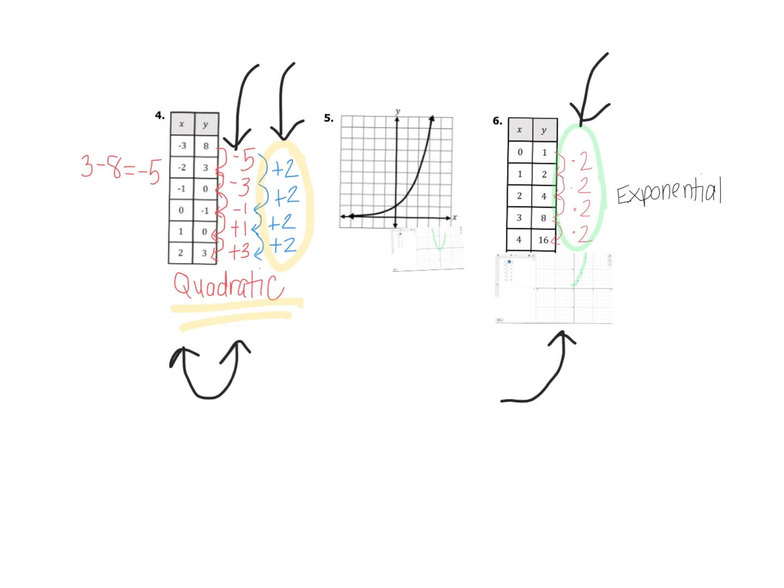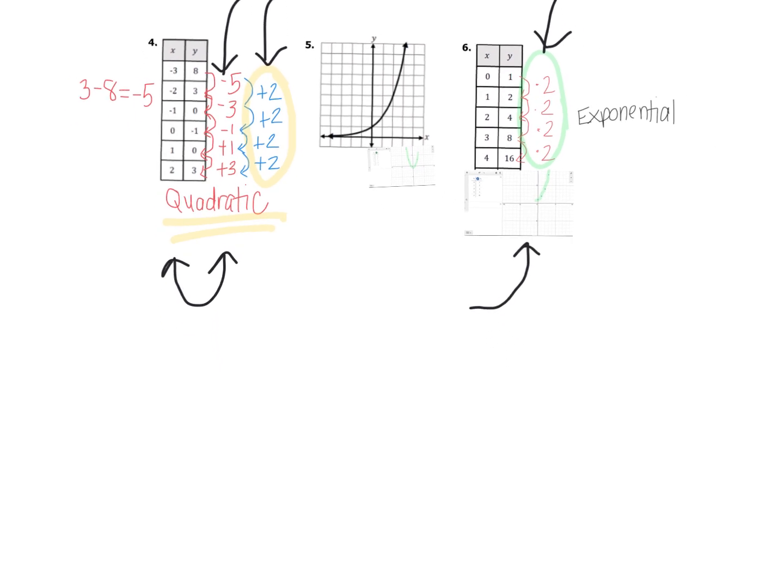And the third and final thing is a graph or a table that's linear. If I type it in and it comes out as a straight line, it's linear. And linear means that we are adding the same number to get from one number to the next. So the first time that we add, it's the same number throughout.